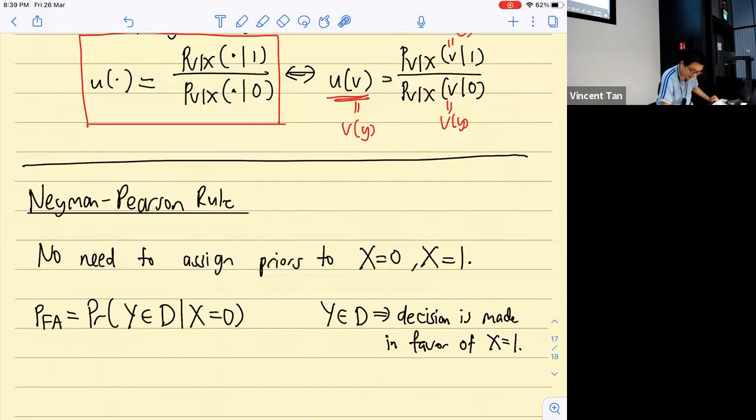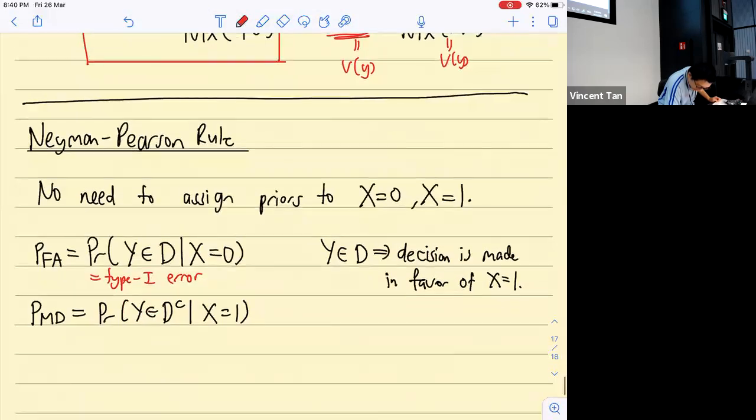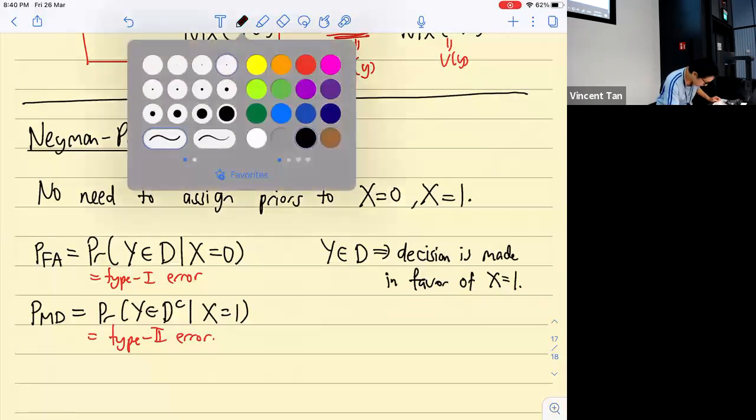So y in D is called the decision region in favor of hypothesis 1. Here I made a mistake because the underlying hypothesis is 0 and I said that it's 1. It's called false alarm. And we can define P misdetection as the probability of y in D complement given x equals 1. By the way, this sort of thing is also called type 1 error. Type 1 error is not so serious. We control it by epsilon most of the time. This is called type 2 error in statistics.